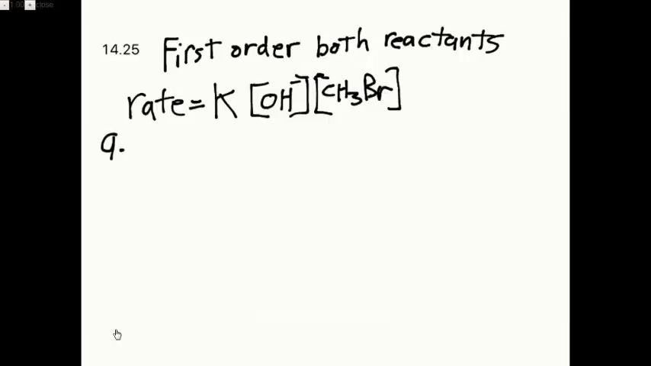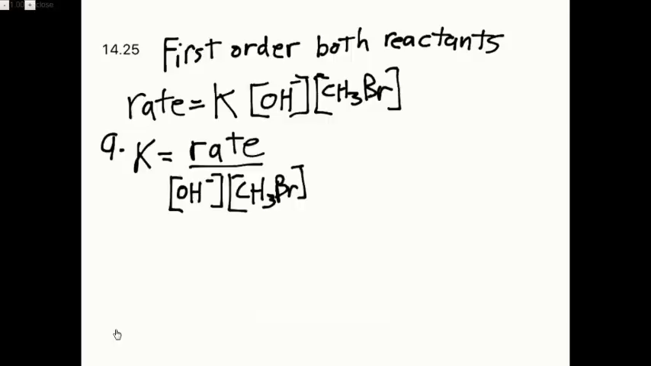So we're given all sorts of numbers and information, but what we really want to find is the rate constant. That's K, so let's solve for K. I'm going to divide both sides by the concentrations of the reactants. How does that look? Pretty good? Alright, now let's put in our numbers.